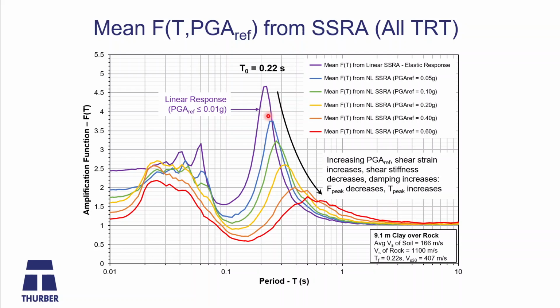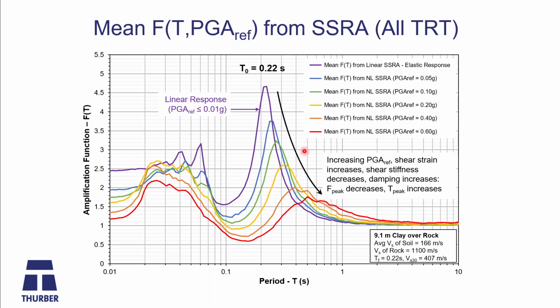Then we go through colors from blue to green to gold, orange, and red, and this is increasing PGA. Blue is 0.05g, green is 0.1, orange 0.2, gold 0.2, orange 0.4, and red 0.6. So what you can see here is that there's a big difference between your linear response and your nonlinear response at 0.6g.